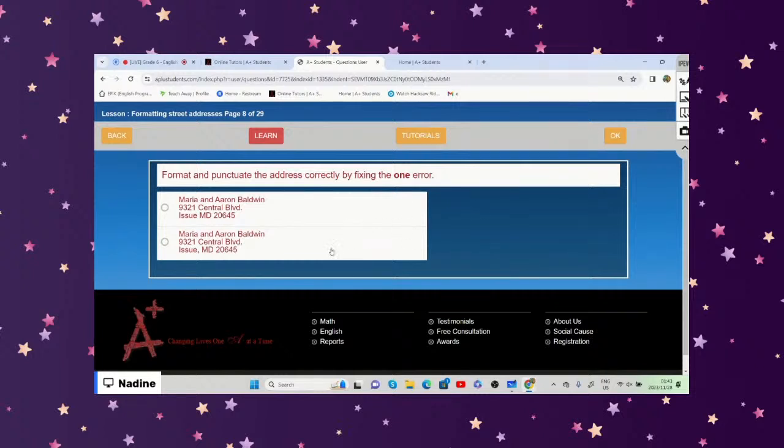Okay, so we're going to continue by looking at formatting and punctuating the addresses. If we look at the first one, it says Maria and Aaron Baldwin, right? Because it's being addressed to Maria and Aaron Baldwin. Then we have 9321, which is the house number. Central Boulevard, which is the street address, and there we have a full stop by the address.